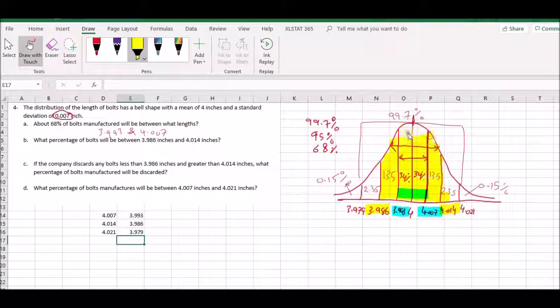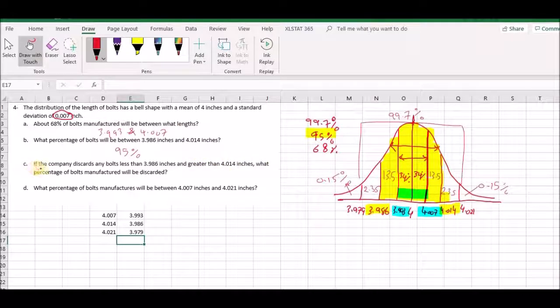So what percent is that? We're going to add all of these percentages up. If you add them up, you will end up with 95%. So to answer that question, you're going to get, this is 95% of the bolts will be between 3.986 inches and 4.014 inches.